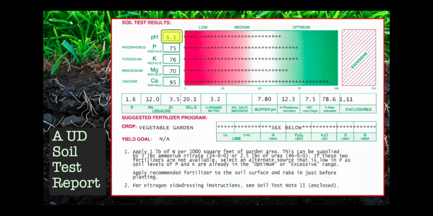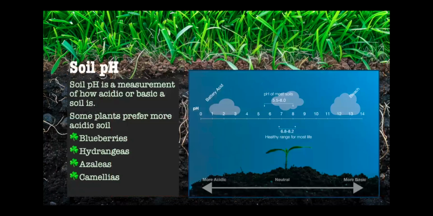Okay, so the first thing we're going to talk about is the pH. This one is a pH of 6.1. So what is pH exactly? We were just talking earlier about testing hot tub water. It's the balance between the acids and the bases that are in your soil.